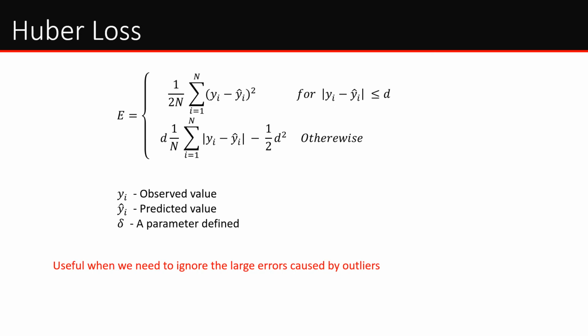Huber loss is a combination of mean square error and mean absolute error. We can define a threshold d and use mean square error for |yi minus yi hat| less than or equal to d, and otherwise a modified version of mean absolute error. This helps to reduce the effect of outliers on error value, as more distant outliers can fluctuate the squared error significantly.